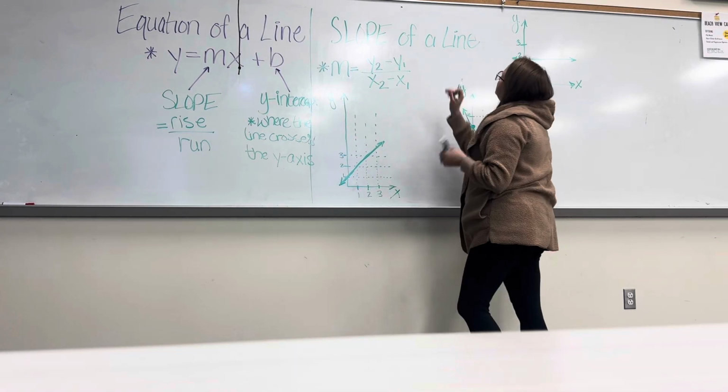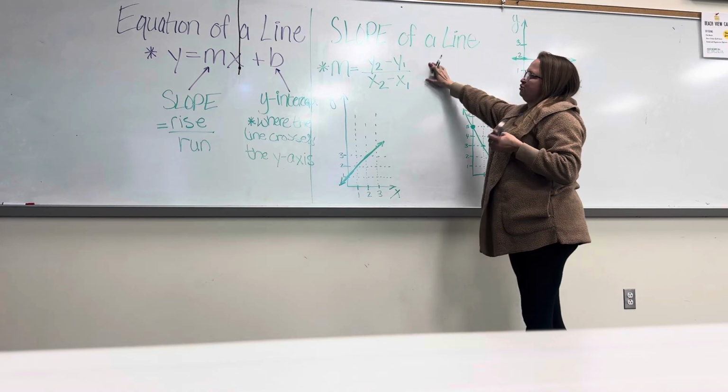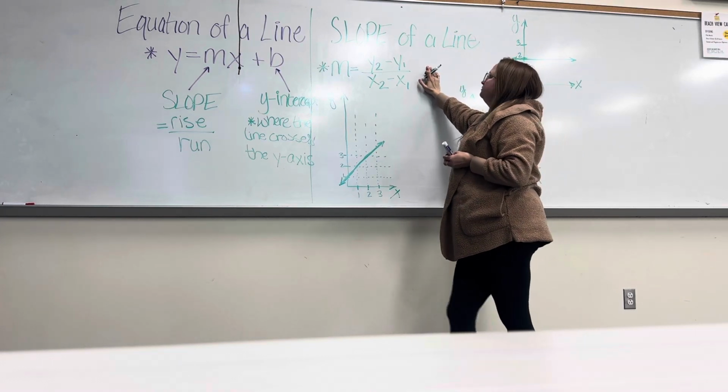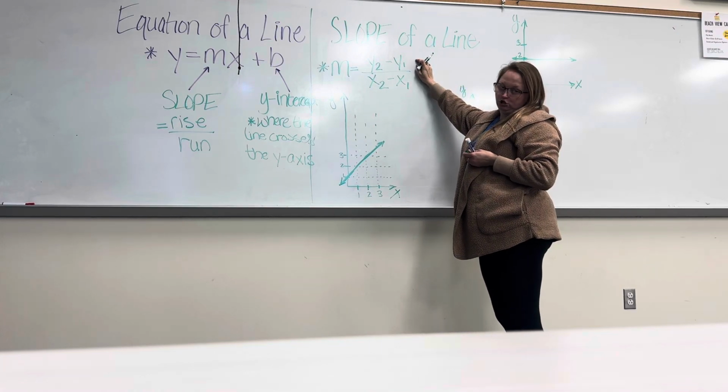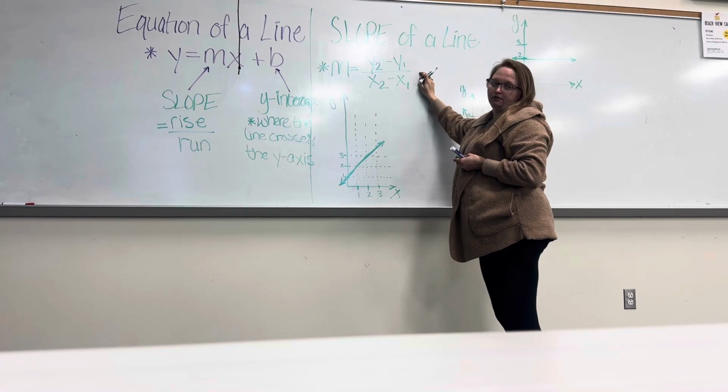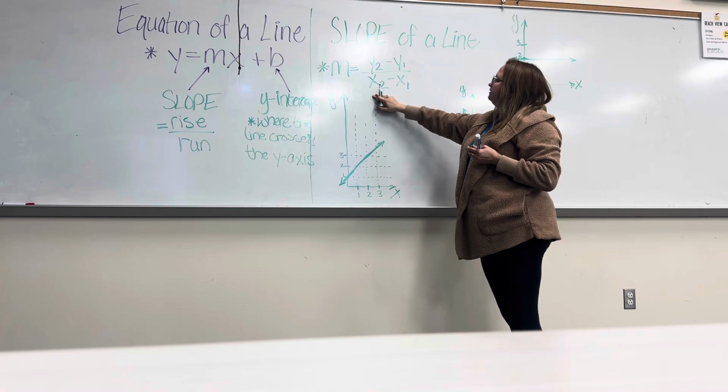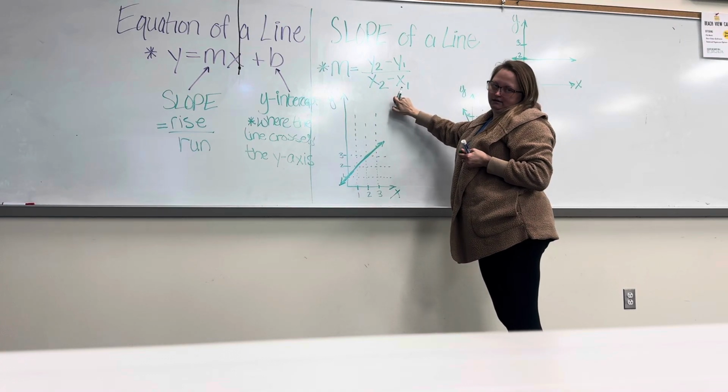All right, slope of a line. This is your basic equation for a slope, right? Your final y minus your initial y over your final x minus your initial x.